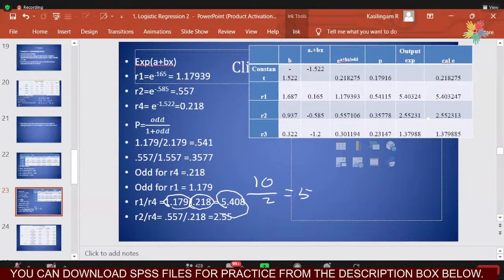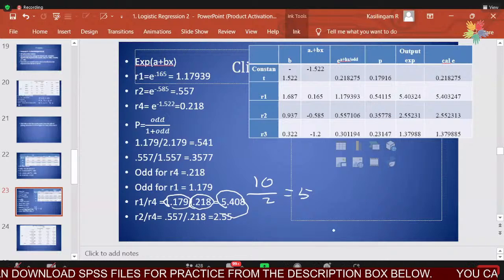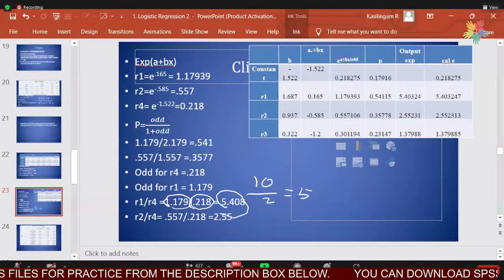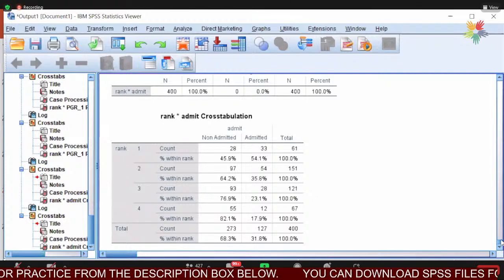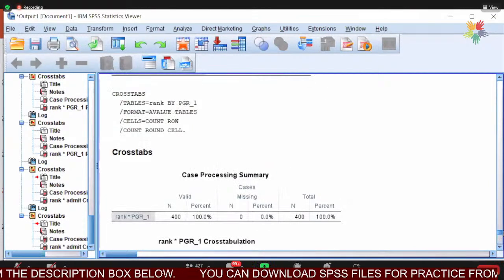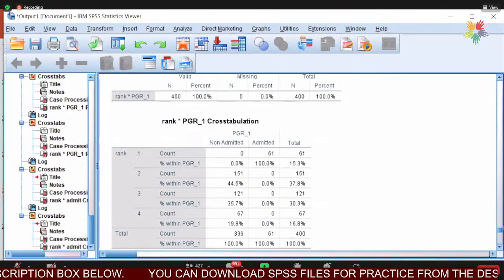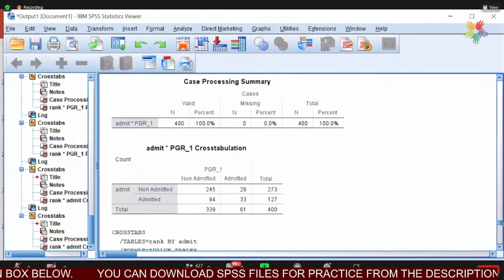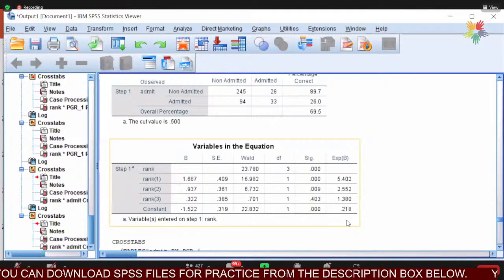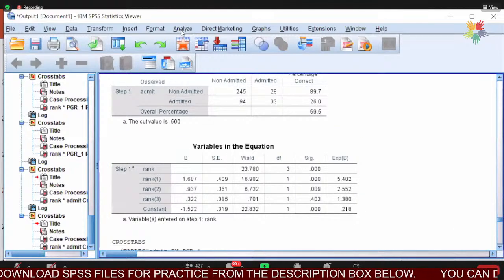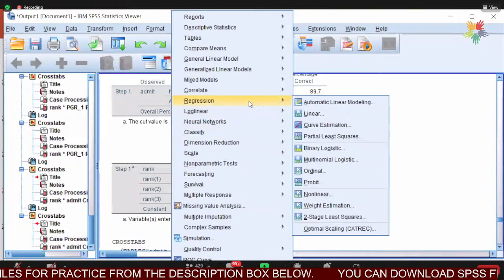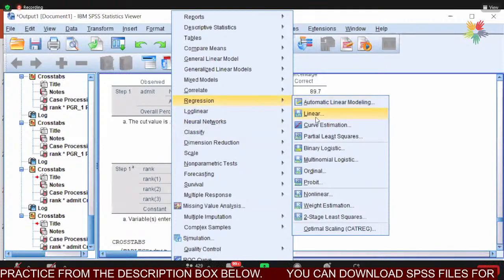So this is the output. This is the most important output, how to interpret. So this we have done. Now finally, let us take all the values. Like that, you can calculate everything.